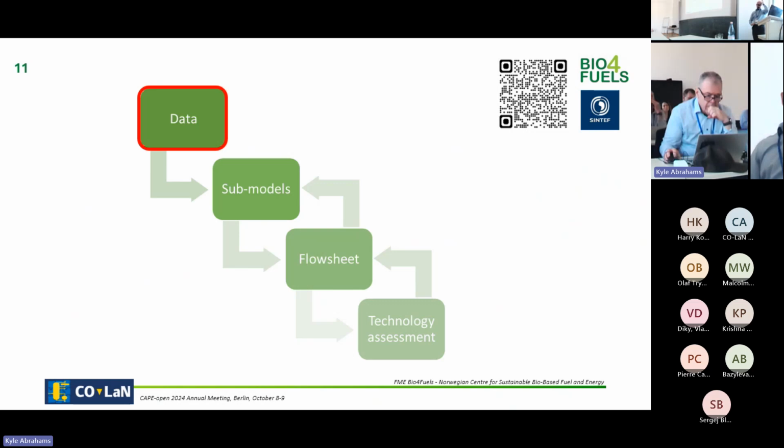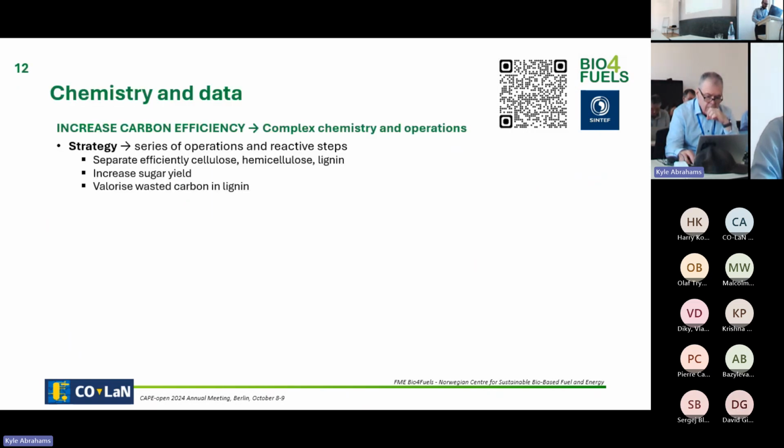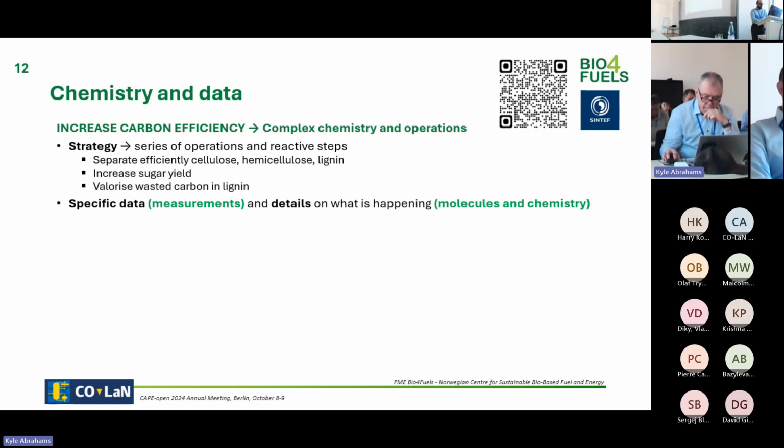So if we start from the scheme that I proposed before, essentially we have to start from the data. The data are coming from our colleagues. So the strategy is we need to separate the different cuts, increase the sugar yield, and valorize the waste carbon. But to do that, we need data, which means measurement, and details, which means molecules and chemistry.